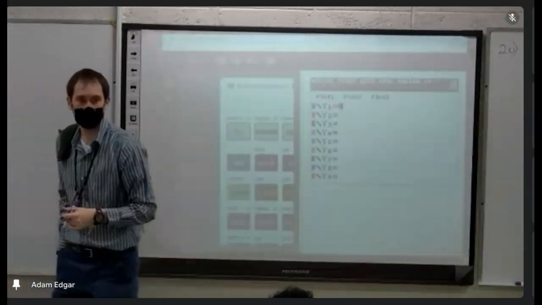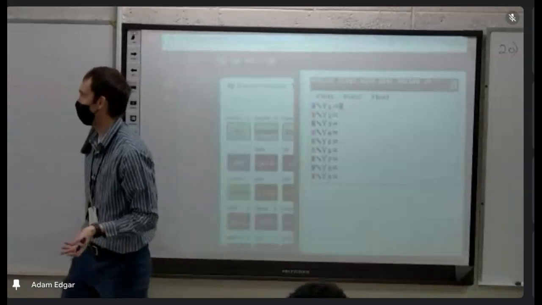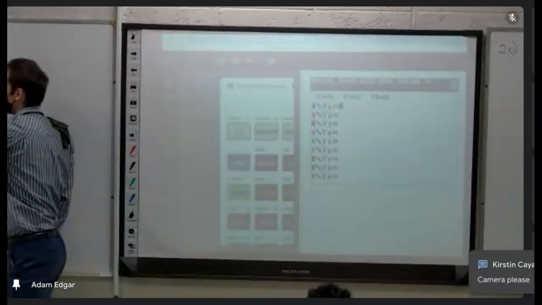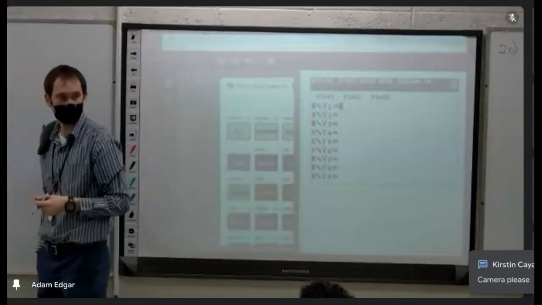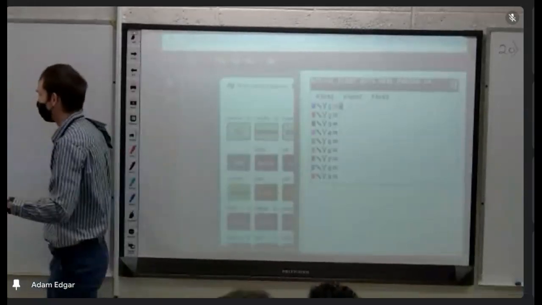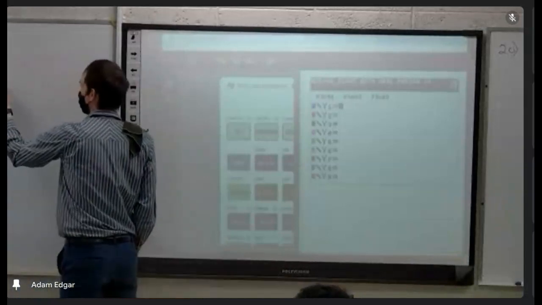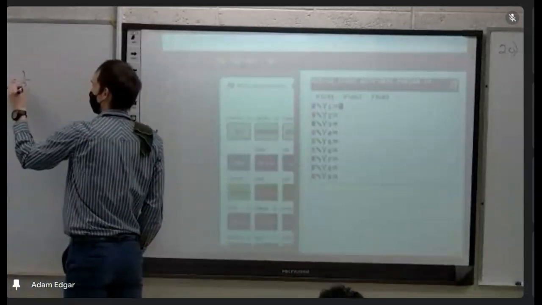Now, there's two ways to go about finding this area. What's the easy way? The shape. One half base times height. You say that's a triangle. Oh, no. One half base times height.